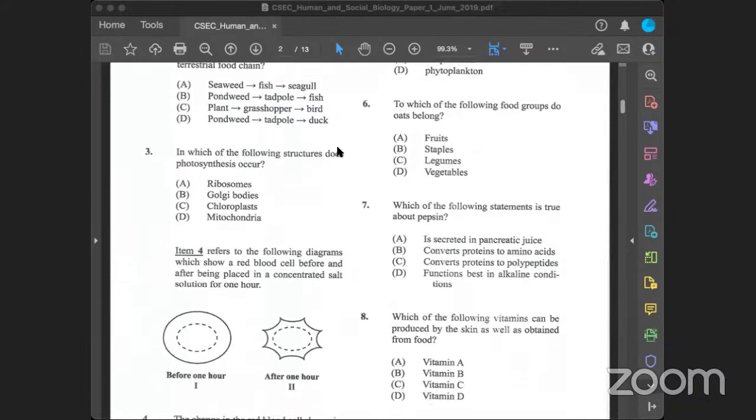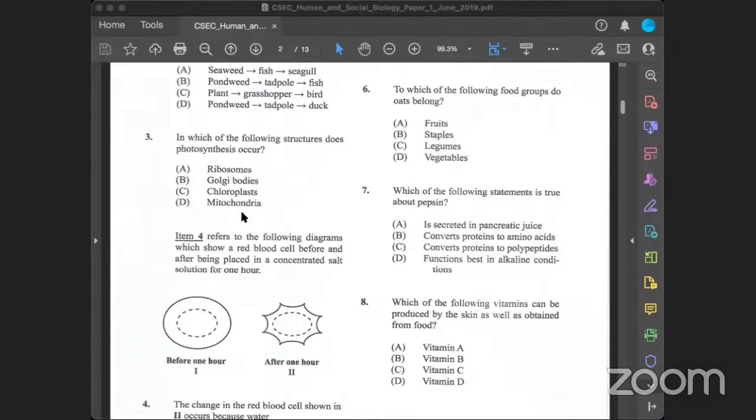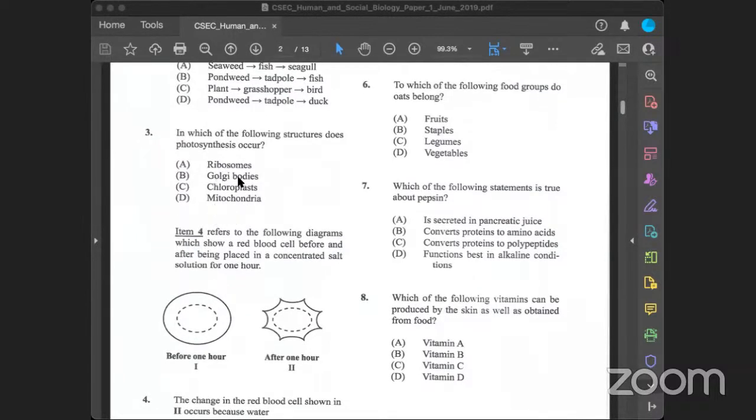3. Where does photosynthesis occur? Chloroplast is your answer. They can have several ways they can ask this question here, but the answer is still chloroplast. Chloroplast is photosynthesis. Ribosomes make protein. Golgi apparatus packages substances for transport out of the cell. Mitochondria produce energy or ATP. So any one of those explanations there can be a possible other question. And I think the Golgi apparatus is actually one of them.